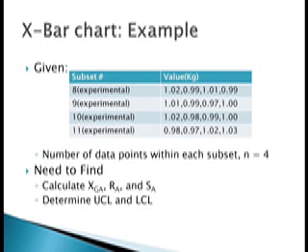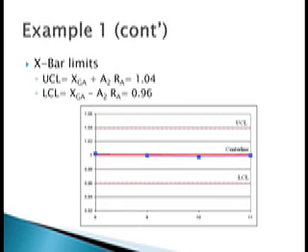Here's an example of how to plot an X bar chart. We're given 4 experimental subsets of data. What we need to find are the grand average, the average range, and the average standard deviation. With 4 data points in each subset, we will be able to use the constants in table A to determine the upper control limit and the lower control limit.